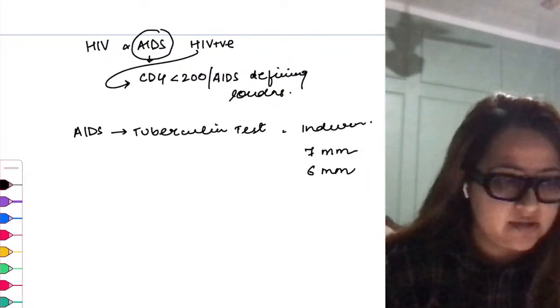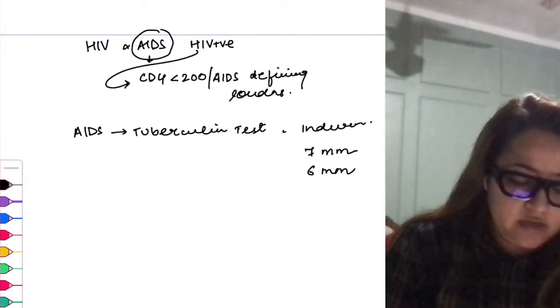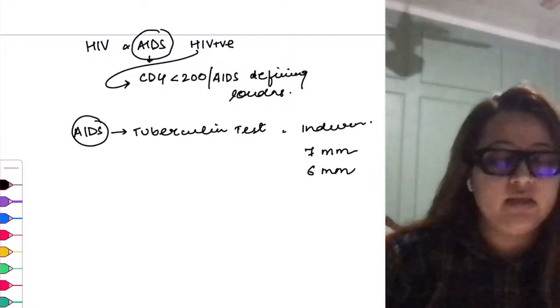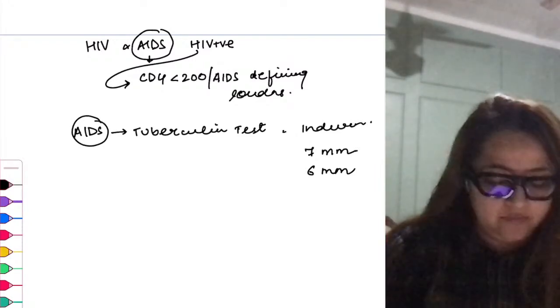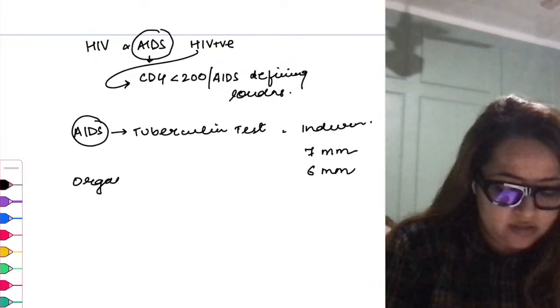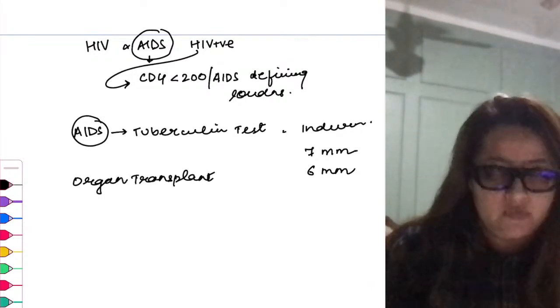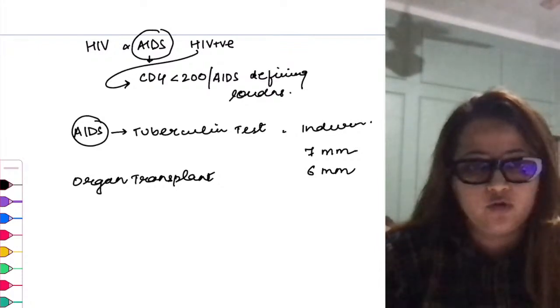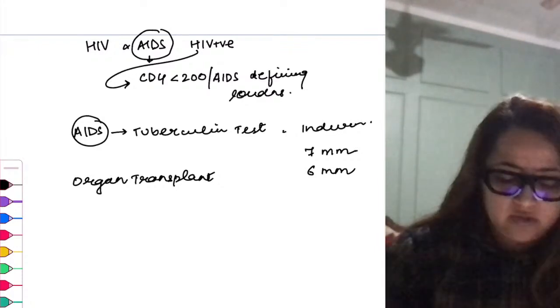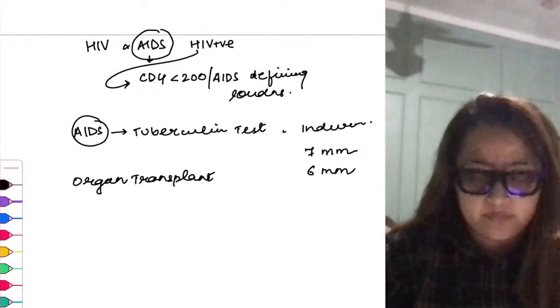Yes, exactly, Akash, you gave the right answer. So in AIDS patients or immunocompromised patients, or if they give you the patient of organ transplant, post organ transplant, obviously the patient is put on immunosuppressants in order to prevent organ rejection. So these type of patients are immunosuppressed.